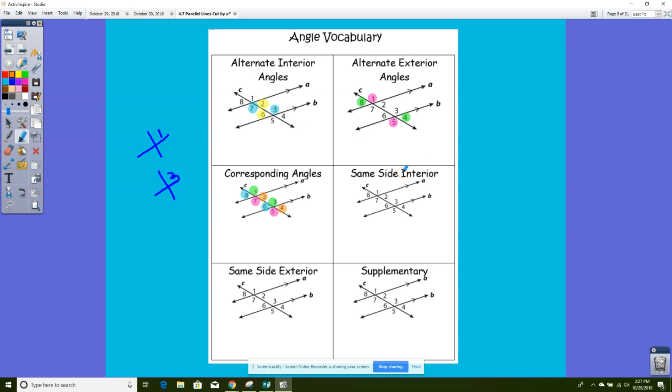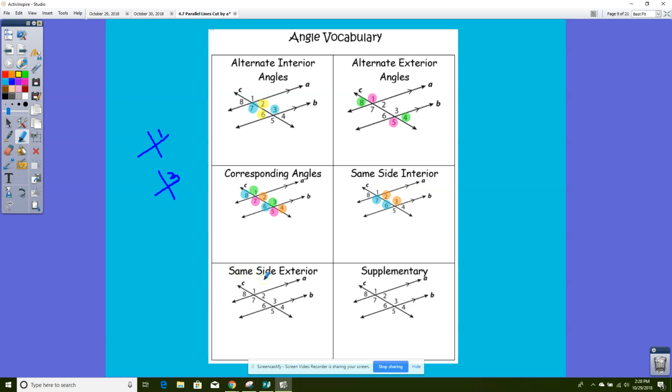The next one we have are same side interior angles. So again, interior tells me they're going to be inside the parallel lines, and same side means they're on the same side of the transversal. So 2 and 3 are same side interior, and then 7 and 6 are same side interior angles.